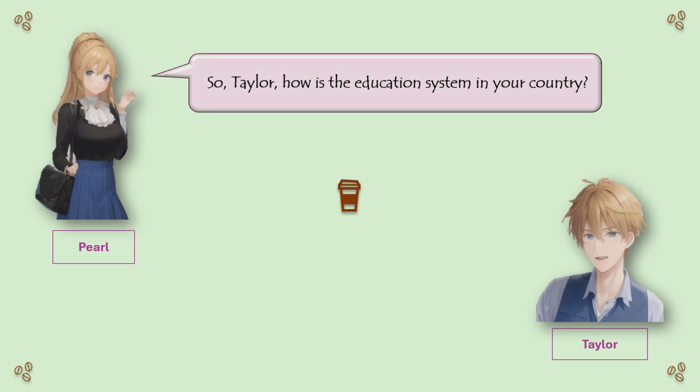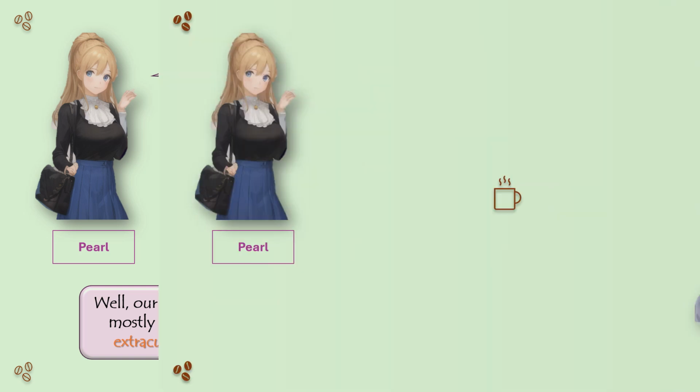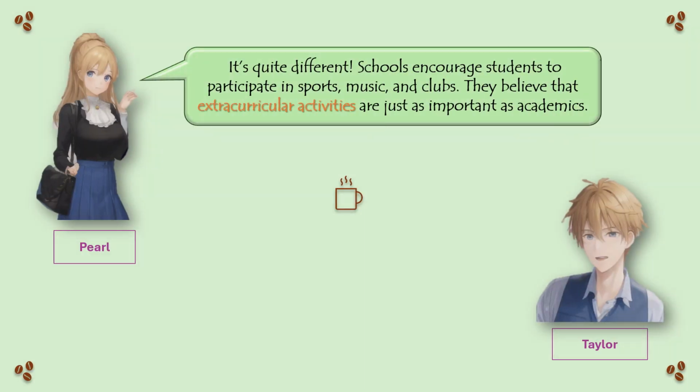So, Taylor, how is the education system in your country? Well, our system is quite traditional. The curriculum focuses mostly on theoretical subjects, and we don't have many extracurricular activities. What about in your country? It's quite different. Schools encourage students to participate in sports, music, and clubs. They believe that extracurricular activities are just as important as academics.